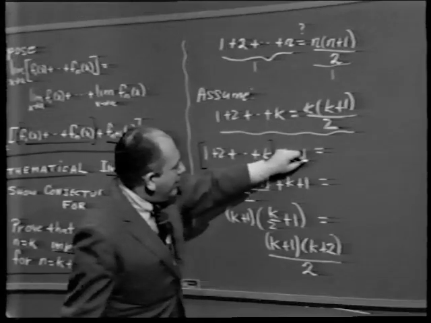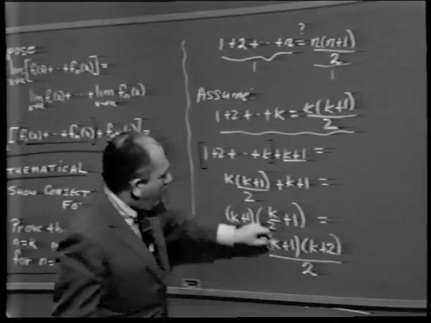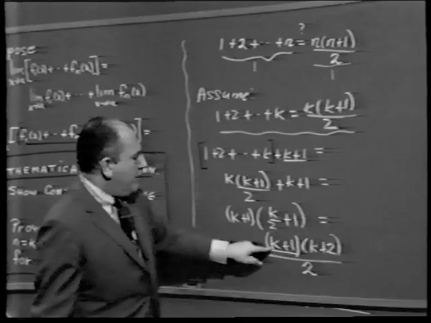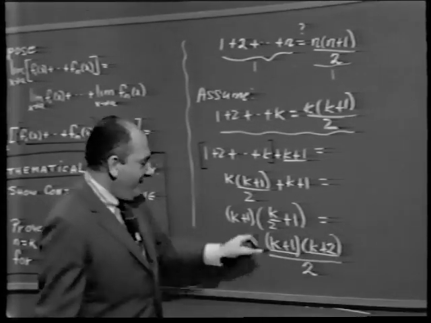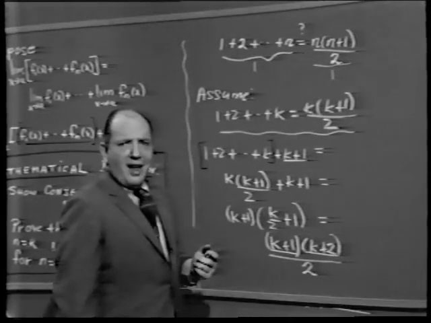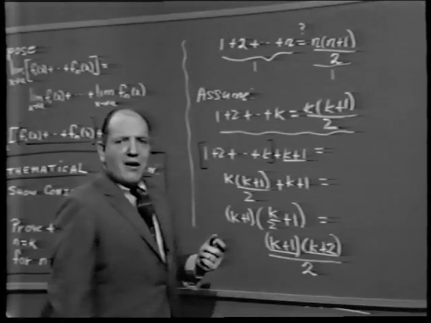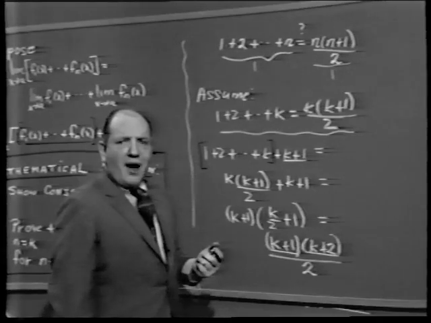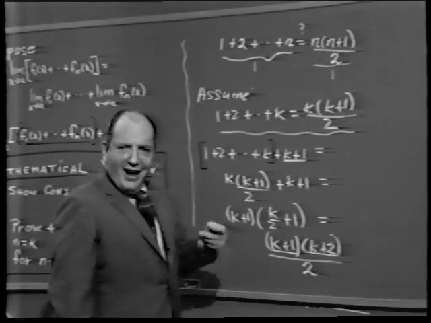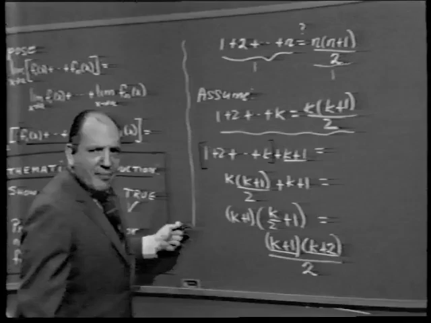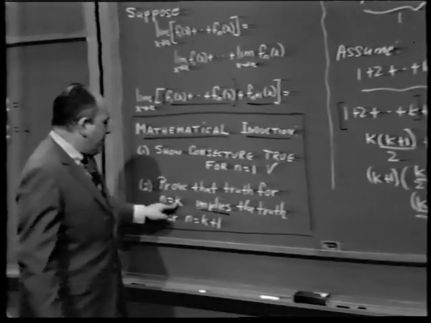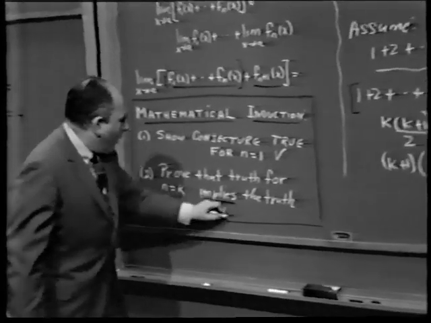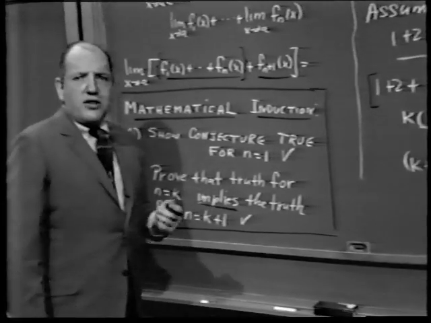The sum of the first k plus 1 numbers is what? It's k plus 1, the last one, times k plus 2, which is 1 more than the last one, divided by 2. And now what we've done is we have verified the second part of our mathematical induction setup. Namely, if we go back to our basic definition over here, we have to show what? Prove that the truth for n equals k implies the truth for n equals k plus 1, which is exactly what we did.